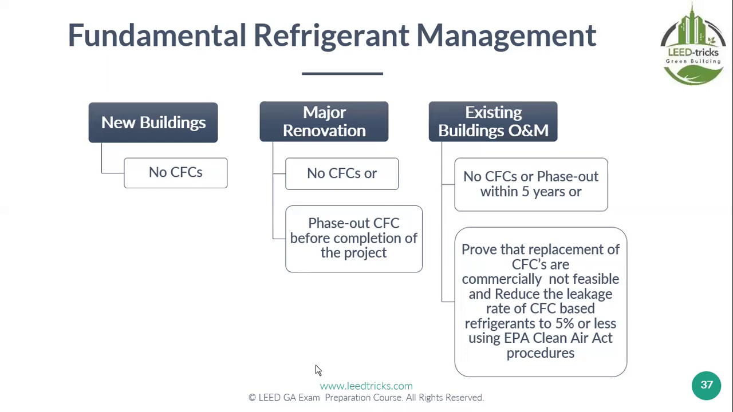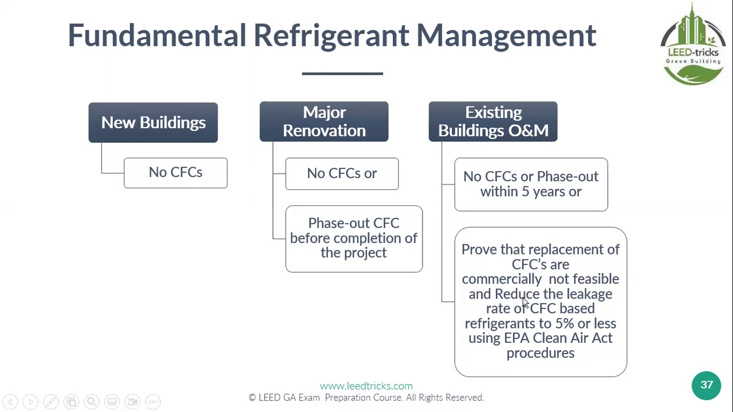No other option. In the new building, you don't need to use it from the start: zero CFCs. But in the existing building, there is a way, in LEED O+M, existing building operation and maintenance. The first option is no CFC or phase out within 5 years. But if that is not possible, for example it's not economic because of the building life cycle, or the building is in its middle age or last quarter, you just need to prove in this case that replacement of CFCs is commercially not feasible.